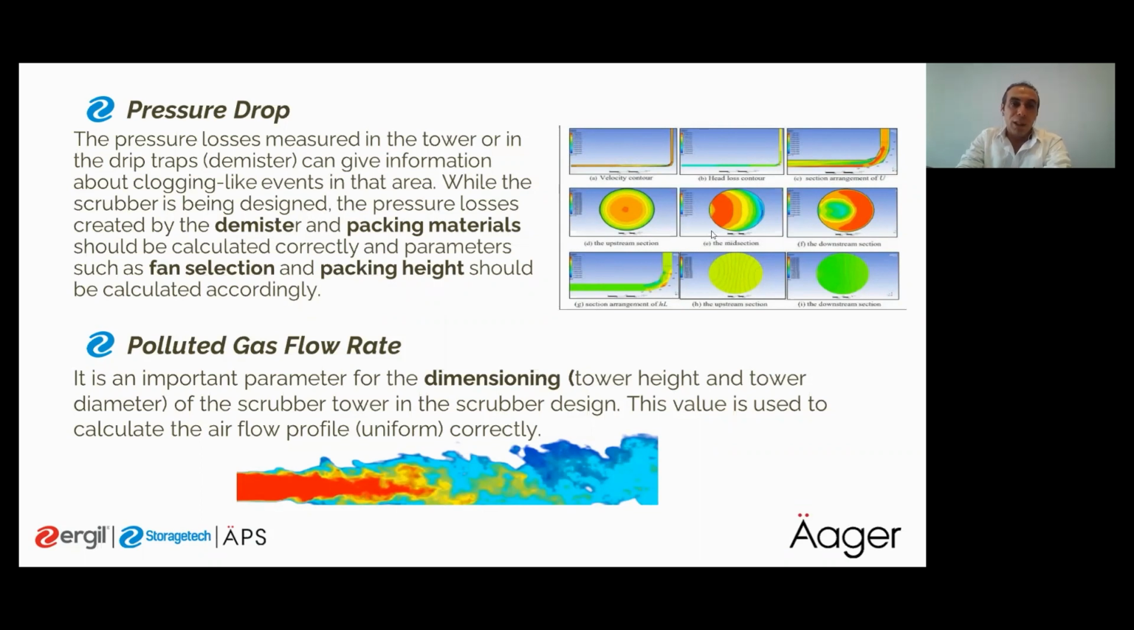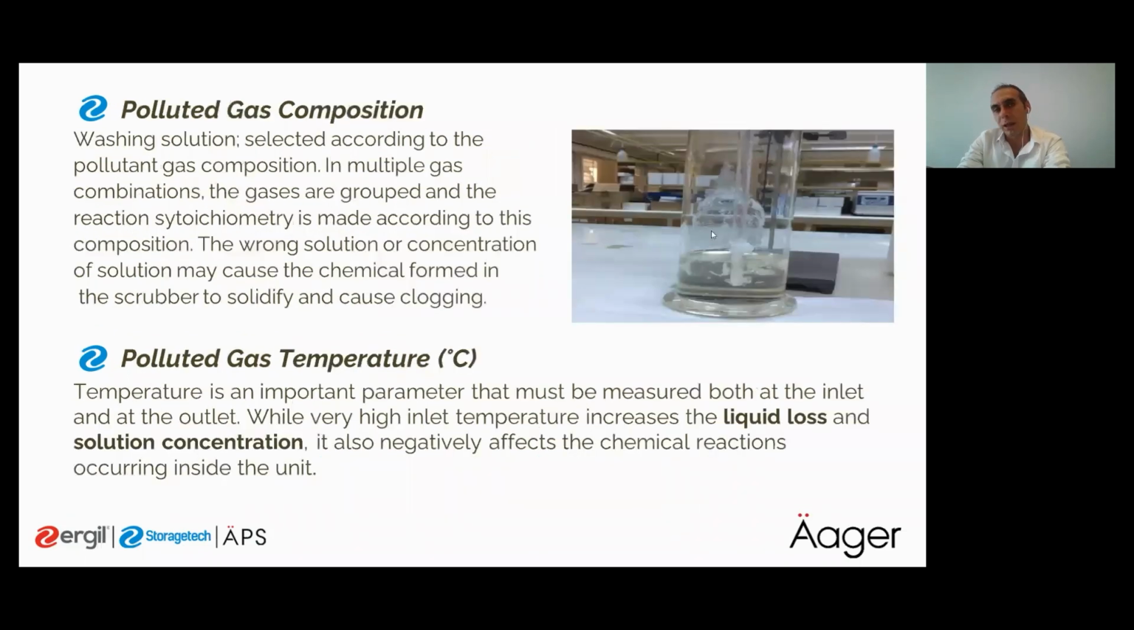The second one is the gas flow rate. According to the gas flow rate, the scrubber dimensions are changed. The dimensions and the height are changed. The tower height, tower diameter, and the flow should be uniform, passing through the scrubber uniformly, and the calculated velocity should be not high, not low.